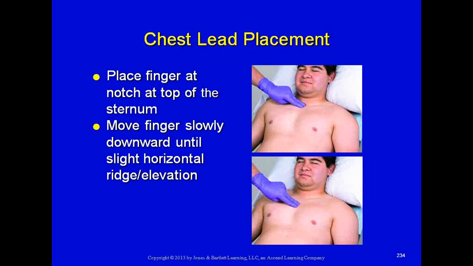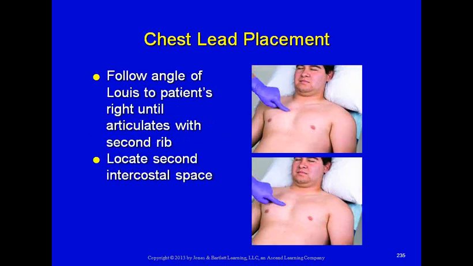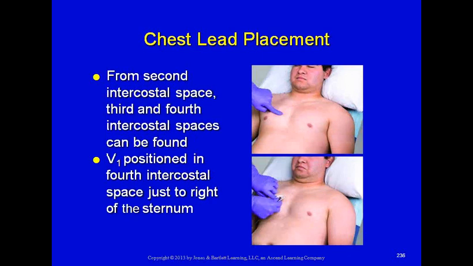If you place your finger at the notch at the top of the sternum and you move your finger slowly downward until you have a slight horizontal ridge or elevation in the sternum, that is the angle of Louis. And if you follow that to the right, where it articulates with the second rib, you've identified the second intercostal space. So from the second intercostal space, you want to go down to the fourth intercostal space. And V1 is positioned in the fourth intercostal space just to the right of the sternum.